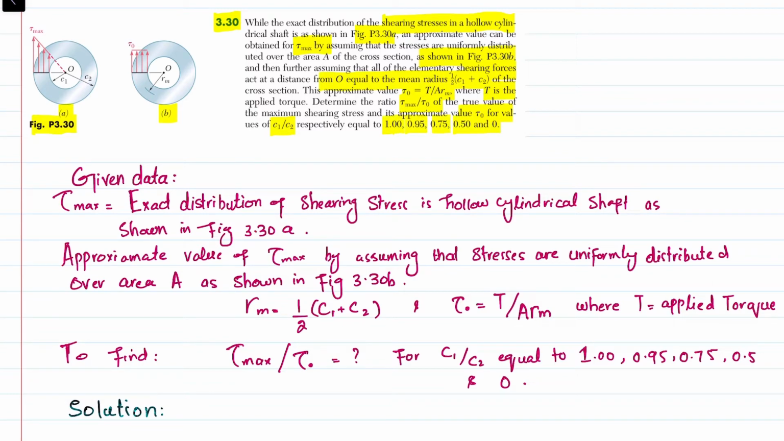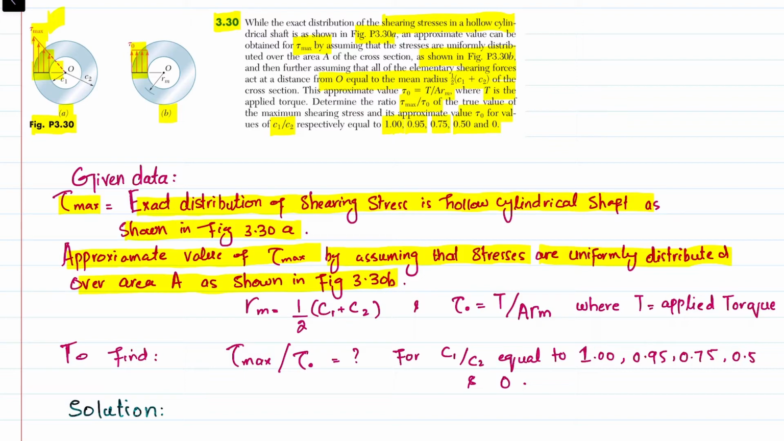So I have written the given data. Initially, it is given that the exact distribution of shearing stress in a hollow cylindrical shaft is as shown in figure 3.30. So this is the maximum or actual shear stress distribution in the hollow shaft. Now it is given that the approximate value can be obtained by assuming that the stress is uniformly distributed over area A as shown in this figure.